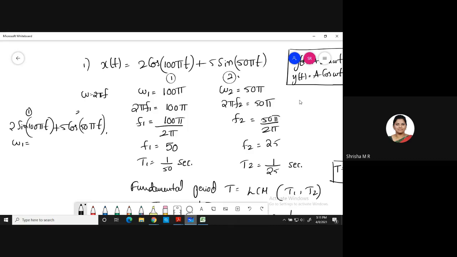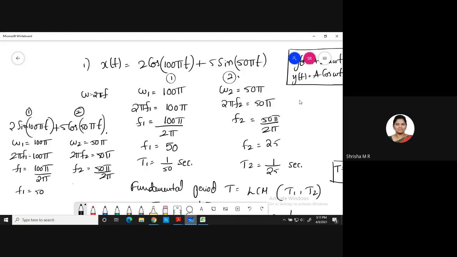This is the first part, this is the second part. So what is omega 1 here? 100 pi. Okay, what is omega 2? It's 50 pi. So 2 pi f1 is equal to 100 pi, so f1 is 100 pi by 2 pi, so f1 is 50. Here 2 pi f2 is equal to 50 pi, so f2 is 50 pi by 2 pi, so f2 is 25.